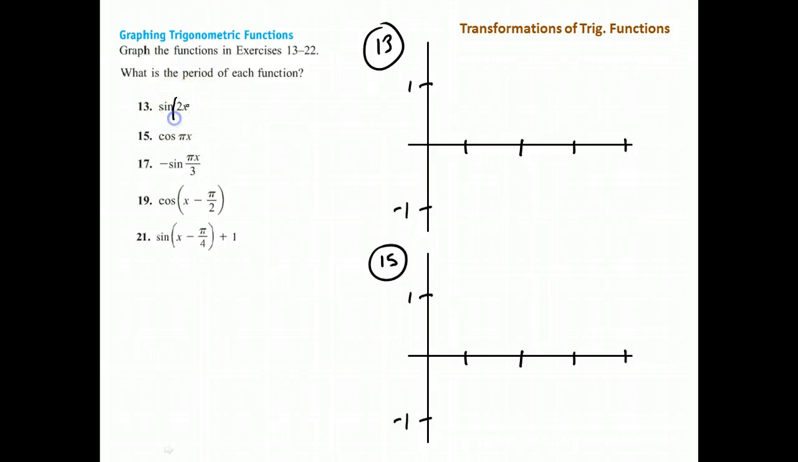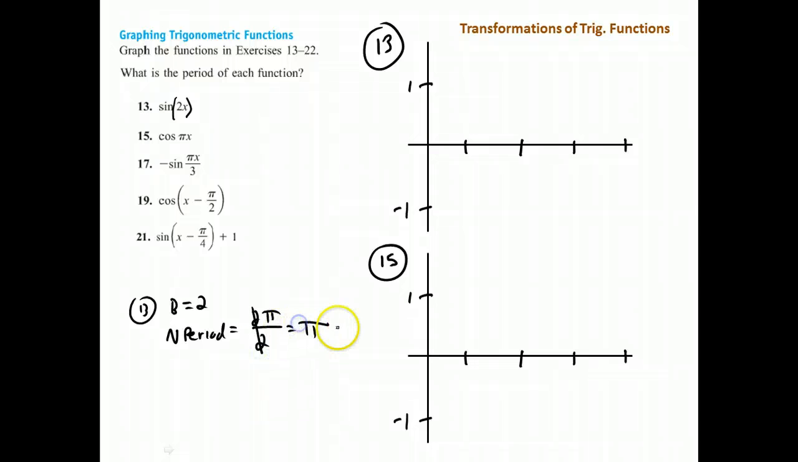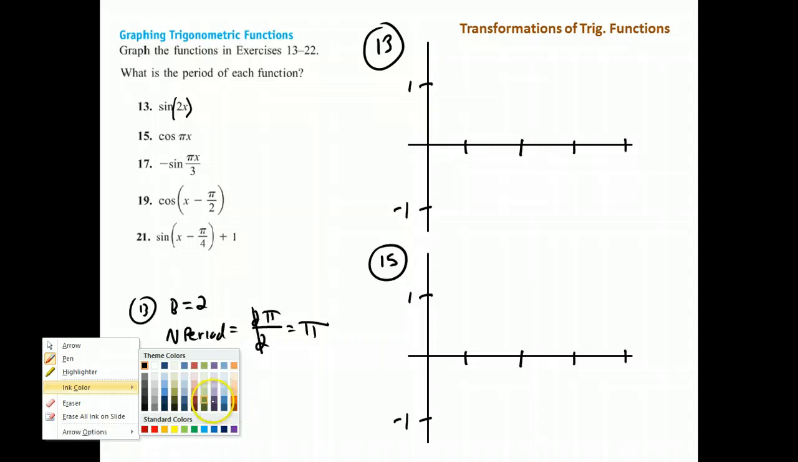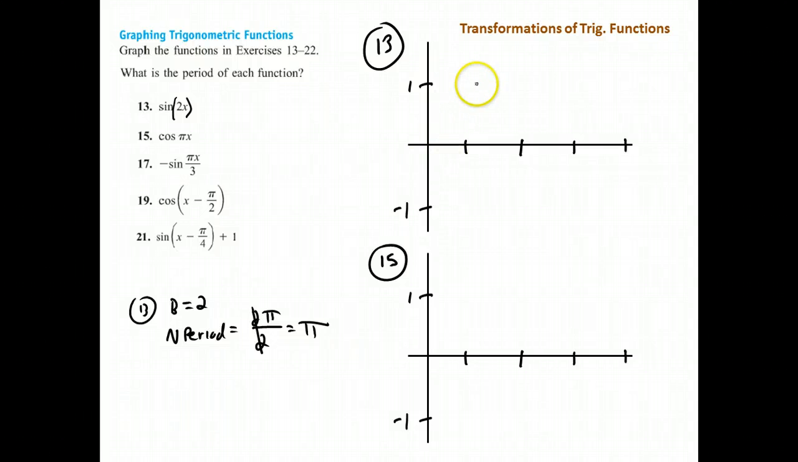So we have the sine of twice x in number 13. We said that what that does is it gives you that b is equal to 2, and so the new period is the old period divided by b. So the new period is pi. But still, just draw the normal sine graph and have that normal action of going up to 1, down to 0, down to minus 1, and up to 0. Still draw that.